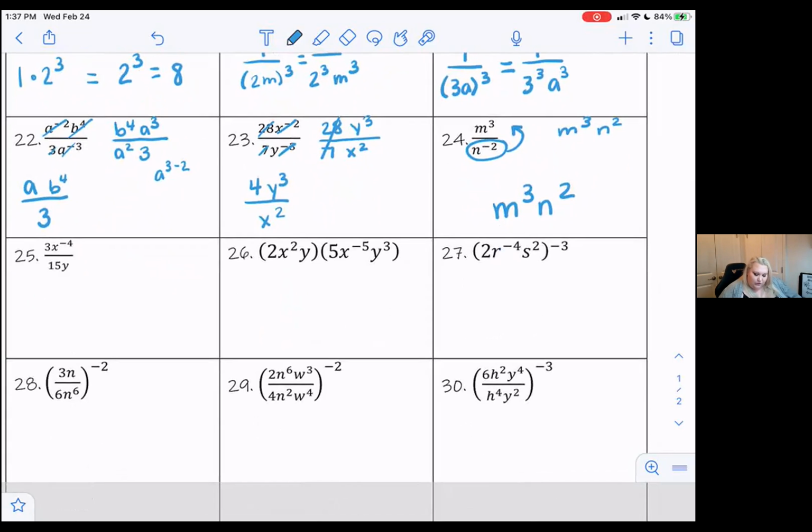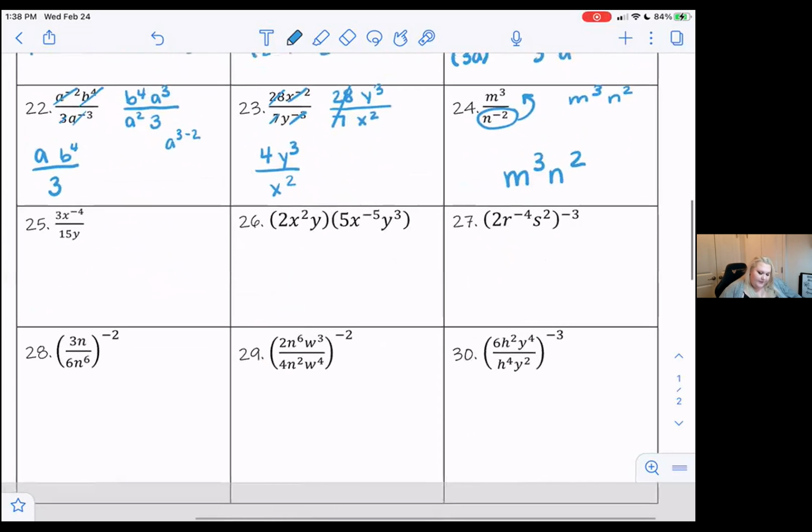Almost done. We've got 2 more, I think. Yep, 2 more. So for number 25, I like to get rid of those negative exponents, like I said, first. So start with your fraction bar. 3 and 15 are going to stay in the same places because they do not have any exponents. Y is going to stay put because it does not have a negative exponent. What needs to move is that x to the negative fourth. It's on the wrong side of the fraction bar, so we'll move it to the bottom and make it a positive 4.